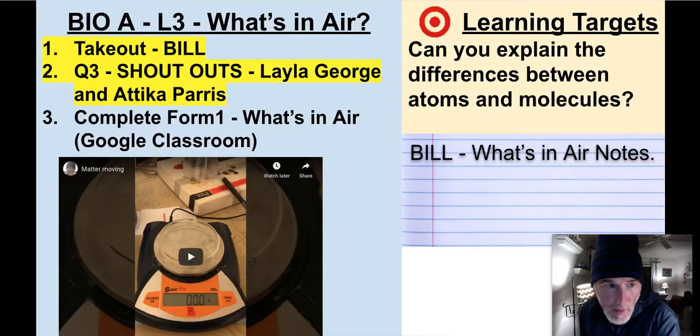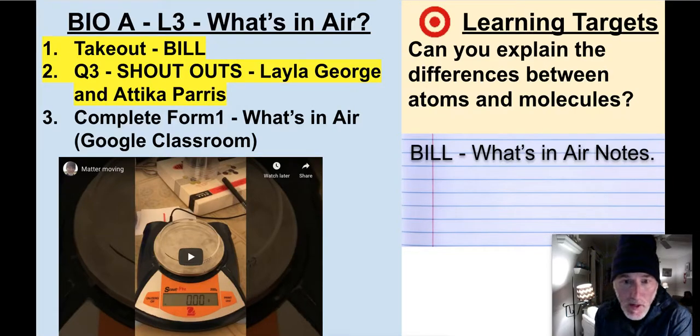Good morning, everyone. Welcome to day three, where we're going to take a look at what's in air and also hopefully explain the differences between atoms and molecules. You want to have your notes for today's lesson. We are going to take quite a few notes, but it shouldn't take that long. And then you have a form that you need to complete that is listed also under classwork in this classroom.